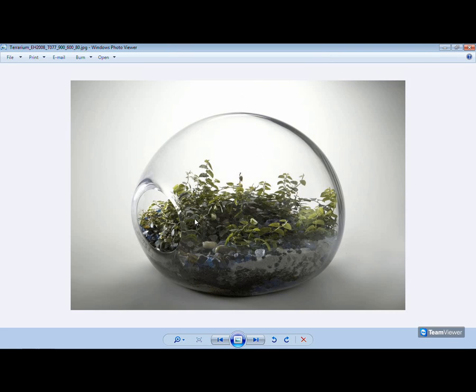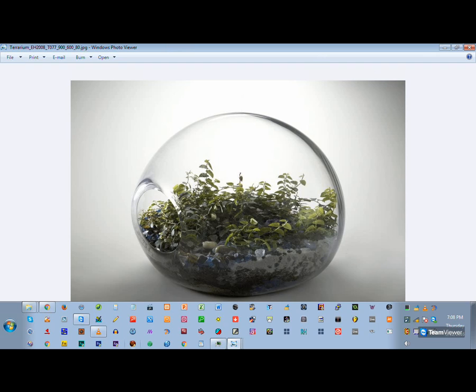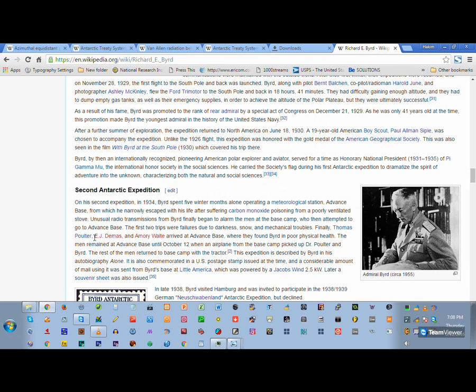What happened was that when Admiral Byrd went to the South Pole, they found the edge of the dome. All right. And this was like 1957. This was like 19. Let me get the exact date for y'all.